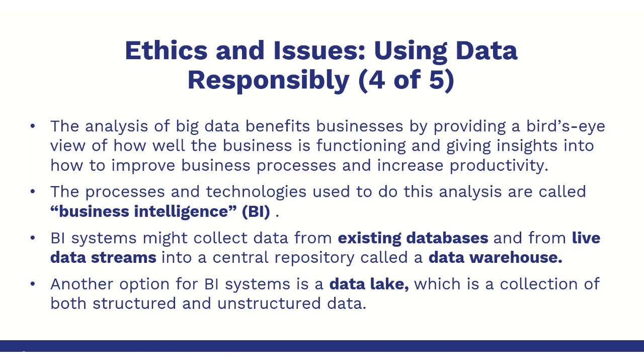The business intelligence system might collect data from existing databases and from live data streams into a central repository called a data warehouse. Another option for a BI system is a data lake, which is a collection of both structured and unstructured data. A classic example of a data lake can be a simple file system. In a file system, you can store an Access file, which you can restore into an Access database to see the relational view of the data. And then you can have some flat files, simple comma separated value files, or, say, the Twitter messages of different people. That is an example of unstructured data because you don't know what that person is going to write at certain times.